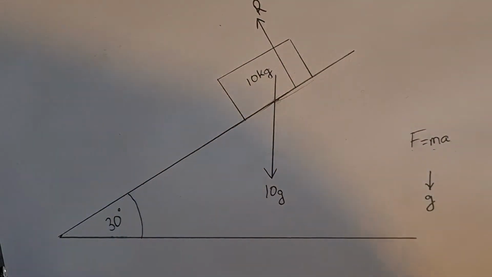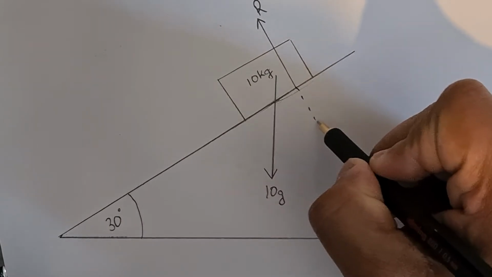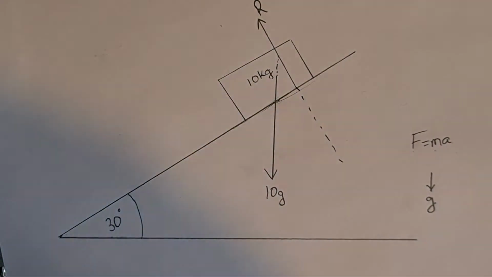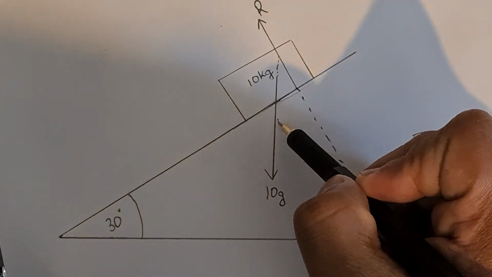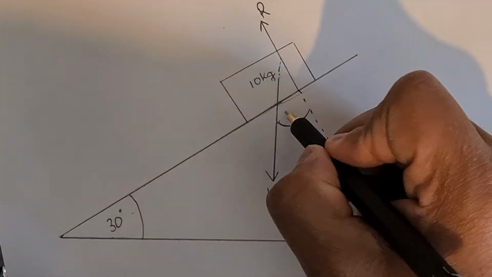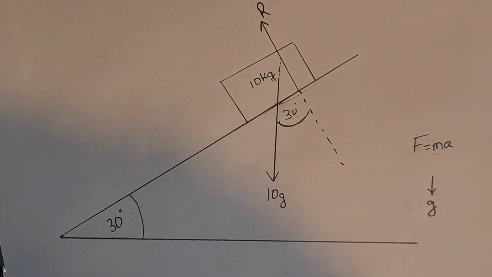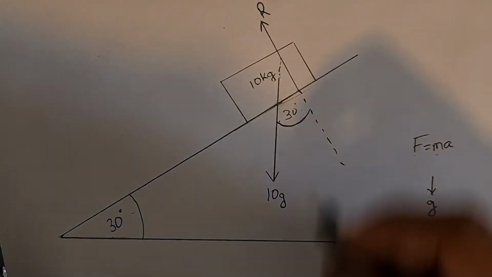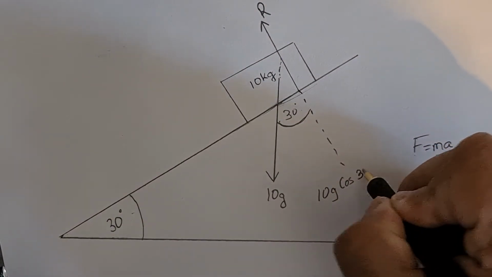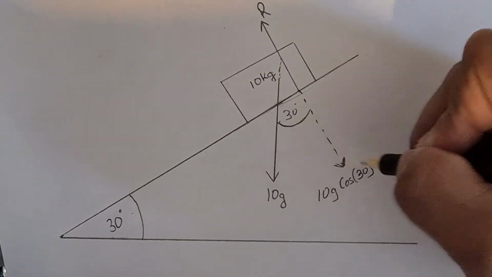To calculate the reaction force, you need to first of all figure out what the opposing force in this direction is. Now, if I was to connect this up, this is actually a triangle, and this triangle here would be similar to this, meaning this angle will always be the same as this slope. Now, we can use standard trigonometry and basically say 10g cos theta is equal to the force going in this direction.